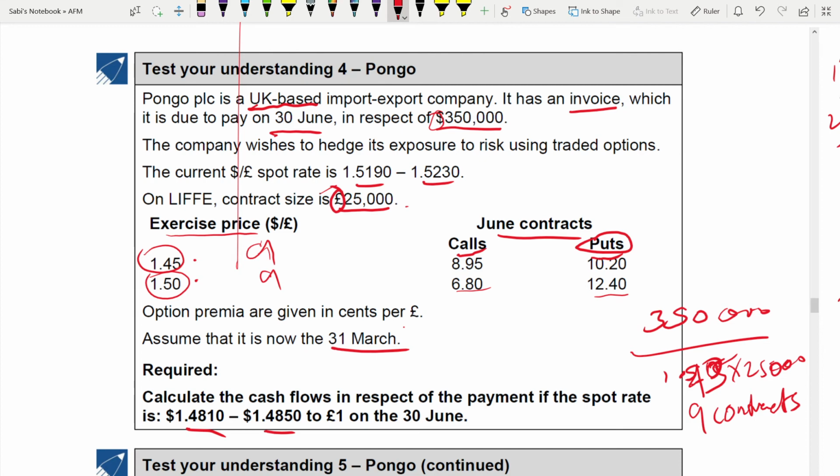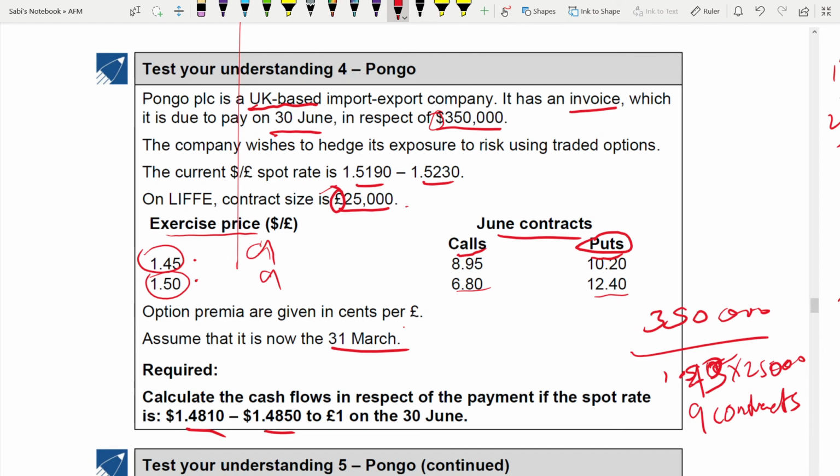So what do you have to do here? You have to find the premium. There is another way that you could do this. To decide early which exercise price to use, you have the exercise price, so you deduct your premium and see which one is giving you the higher net receipt.